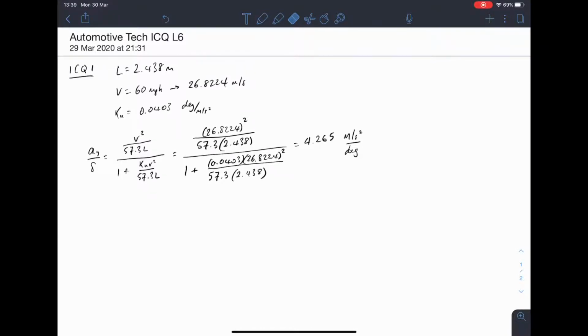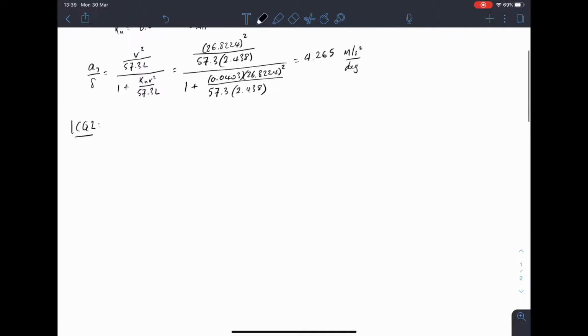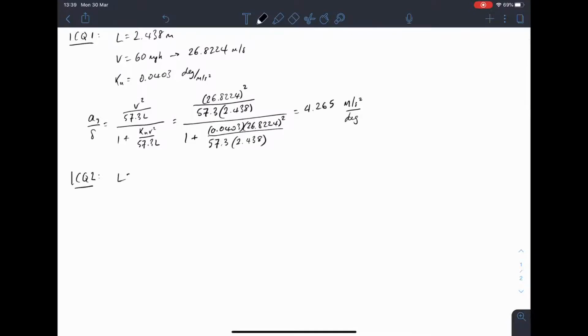For in-class question 2, we have the same problem as in-class question 3 from lecture 5. So we have the same wheelbase, 2.438 meters, and the same velocity of 60 miles per hour, which we know is 26.8224 meters per second. Ku, though, is different this time. It's minus 0.0451 degrees per meters per second squared.